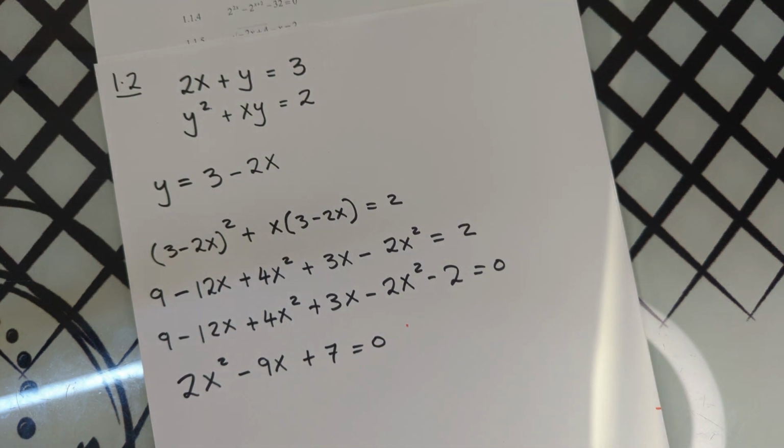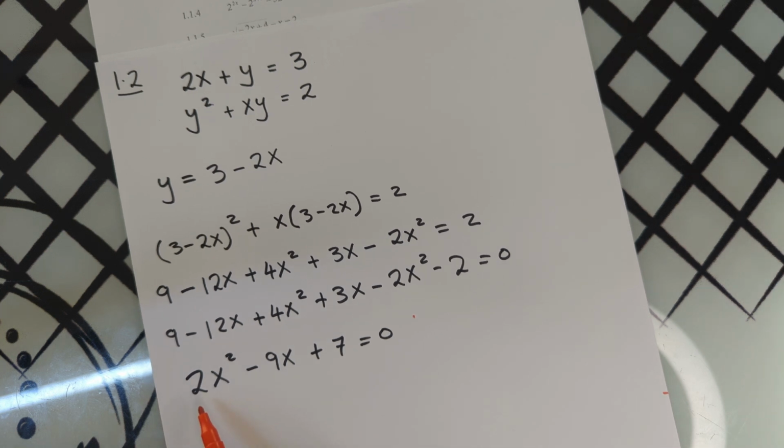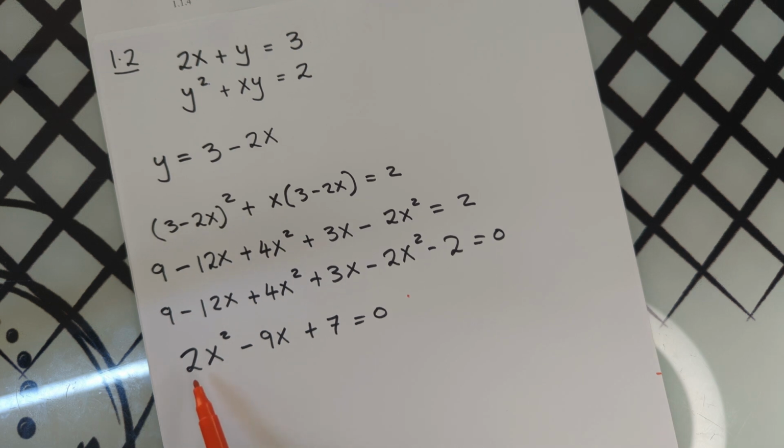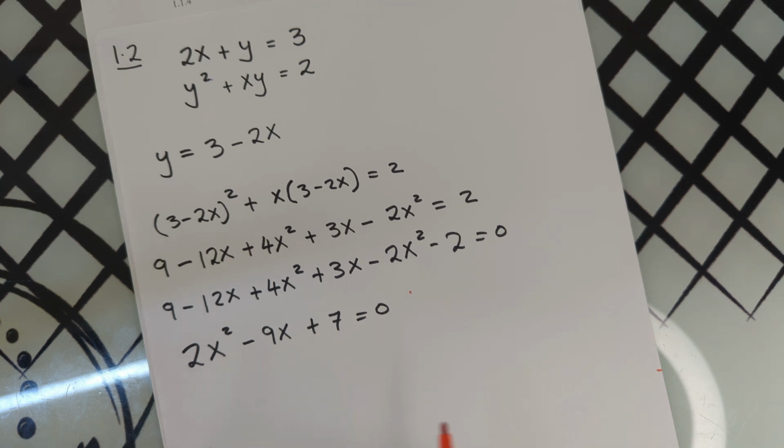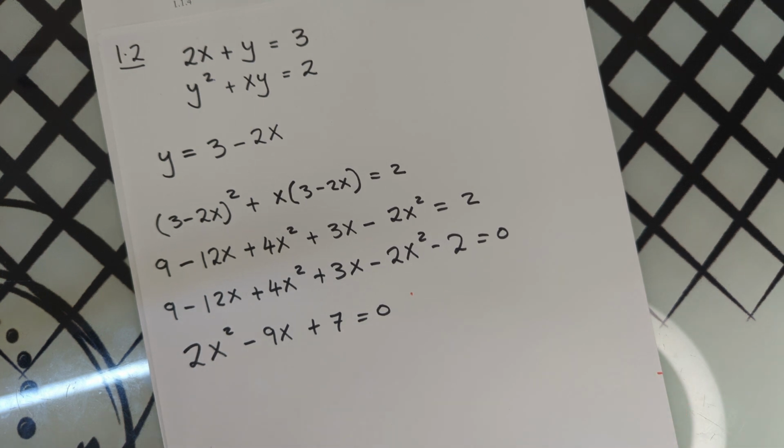Now we have a simplified quadratic equation, and we can solve this by factorization. Let's try to factorize it first. In this case, our leading coefficient is not 1, it is positive 2. So we take 2 and multiply it with our constant term, which is 7. So 2 multiplied by 7, that's 14. So we need the factors of 14 which, if we add, we get negative 9. So we want two numbers that if we multiply we get positive 14, but if we add them we get negative 9, and those two numbers are negative 7 and negative 2.